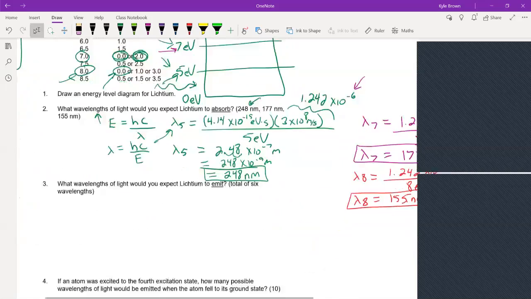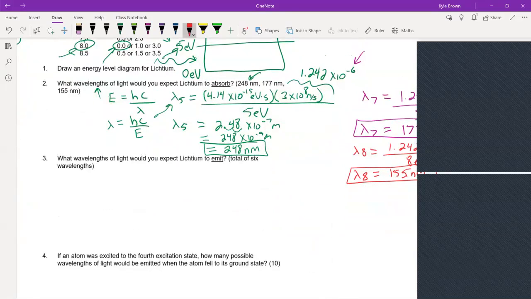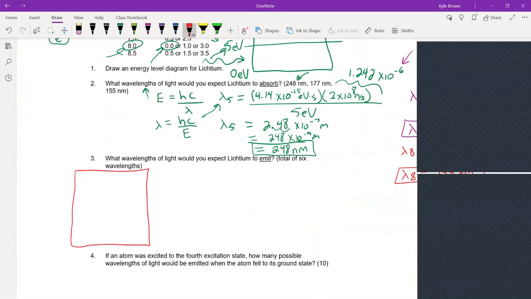Now it says, what wavelengths of light would you expect lithium to emit? It says there's a total of 6 wavelengths. So what does that mean? Let's draw our picture again here. If we had 0 electron volts, and then 5 electron volts, and then 7, and 8 electron volts. These don't have to be to scale, by the way. I should draw those as lines.